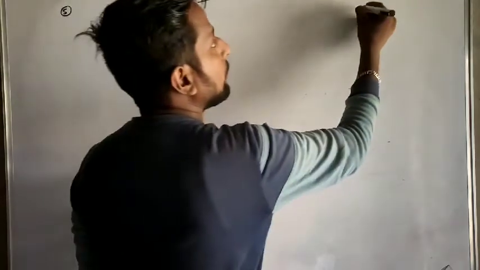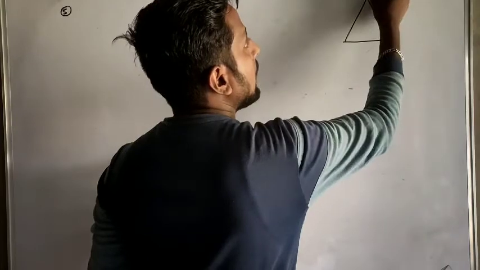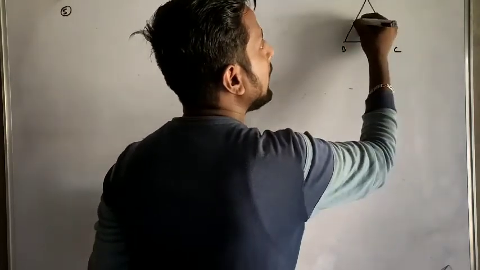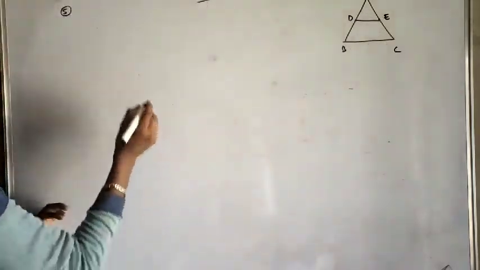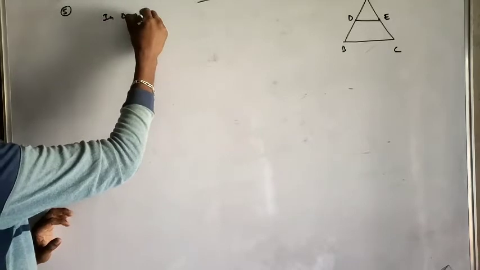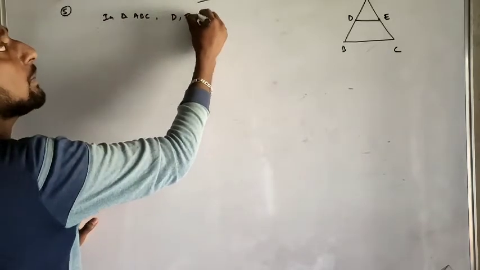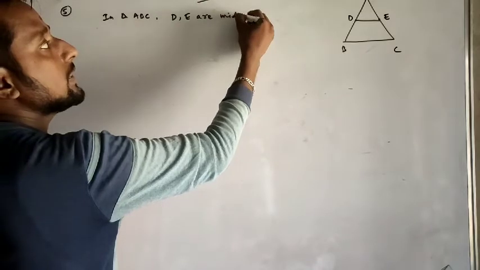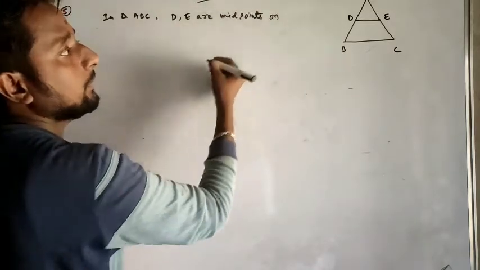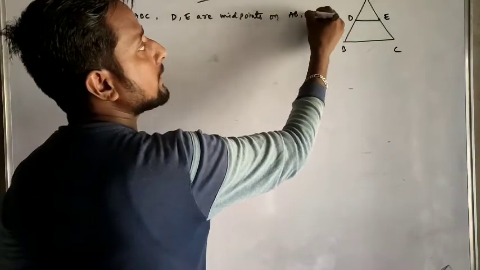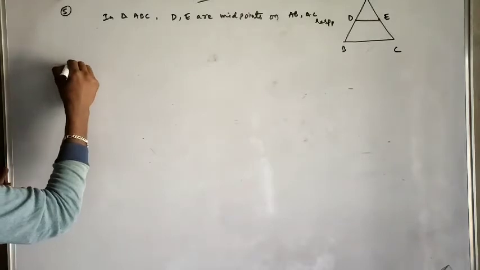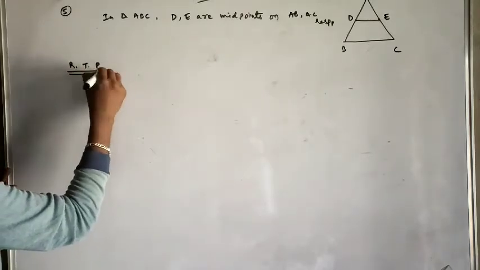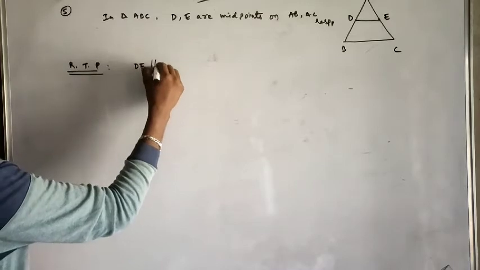Now the fifth question. ABC is a triangle. It says D and E are both midpoints, join them. In triangle ABC, D and E are midpoints on AB and AC respectively. So what has to be proved? Required to prove: we have to show DE is parallel to BC.